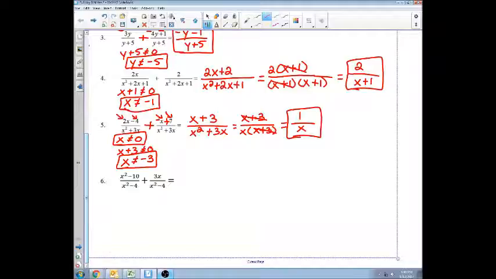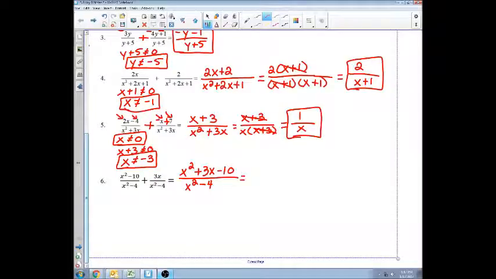On to our last problem, number 6. I have x squared minus 10 plus 3x. Both of those are over the same denominator, x squared minus 4, so I can go ahead and add them. I have x squared. That will not add with 3x. Those are not like terms. So I'm going to end up with x squared. When I add my 3x to my original numerator, my x squared minus 10, I want to make sure that I write that in standard form. So 3x will come next. Minus 10 would come last, all over x squared minus 4.